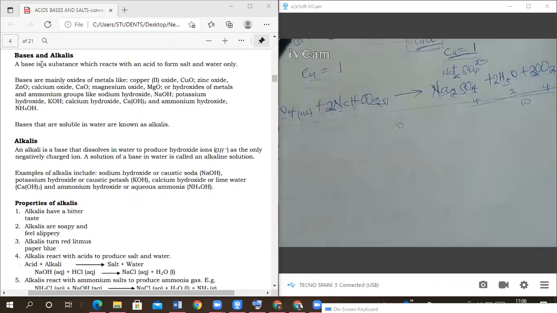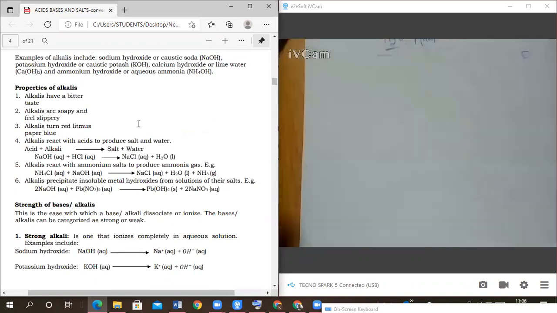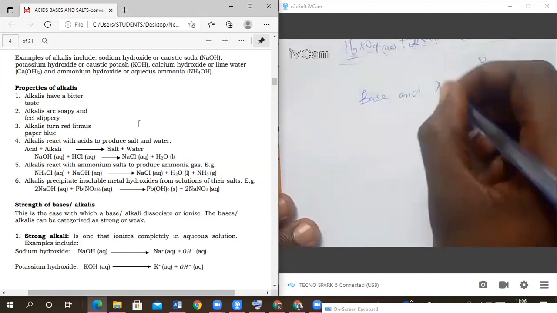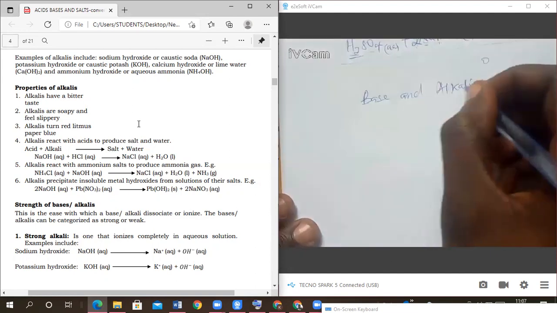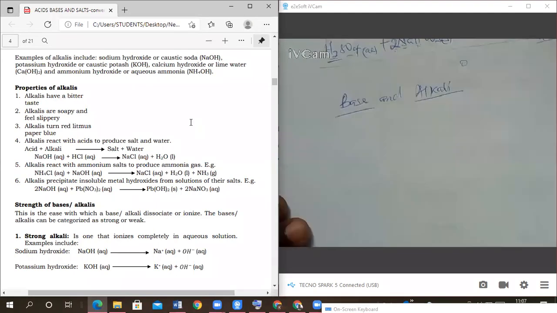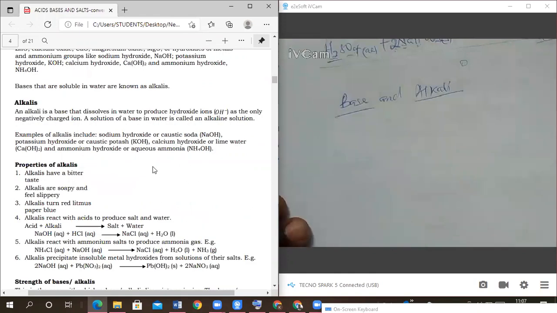This is an alkaline. Good. So now let's differentiate. Someone give me the difference between the base and the alkali. We looked at them earlier on. What's the difference between the two?